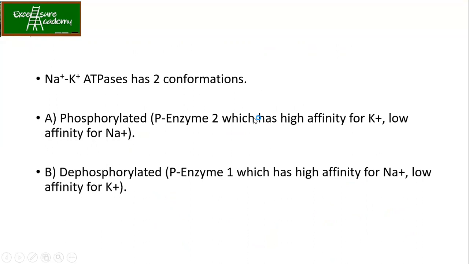So the first one is the enzyme 2 configuration, which has been phosphorylated and has high affinity for K plus, low affinity for Na plus. Dephosphorylated, it is your first enzyme state, which has high affinity for Na plus and low affinity for K plus. This is something that you have to remember.